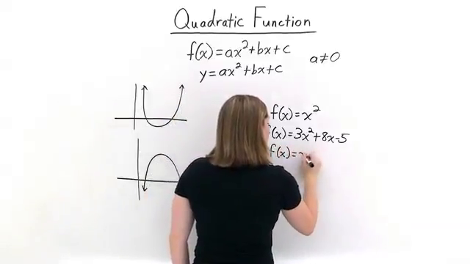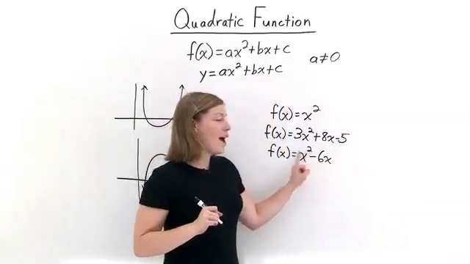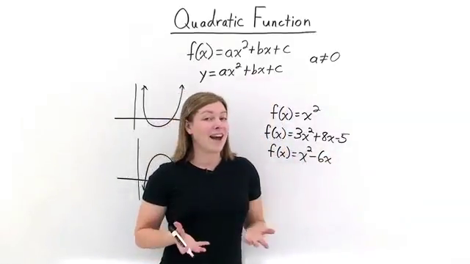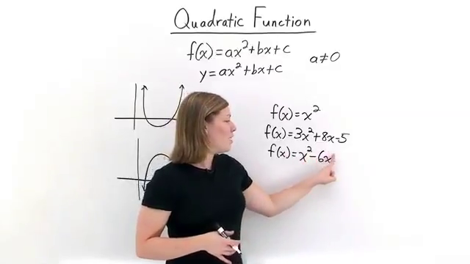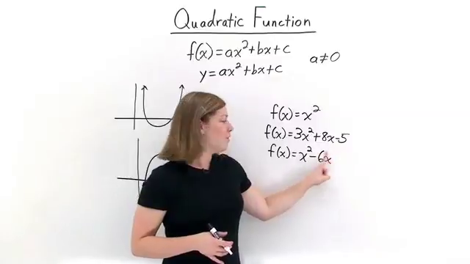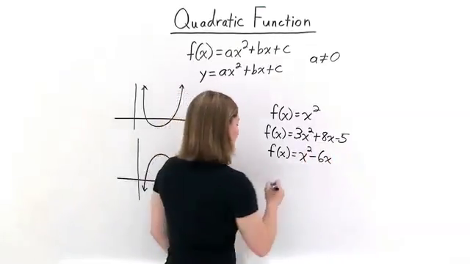Now what about this one? x squared minus 6x. Here again we have our x squared term, and the highest degree that our x has is 2. We have a degree of 2 here, and a degree of 1 here. So the highest degree is 2. We have another quadratic function.